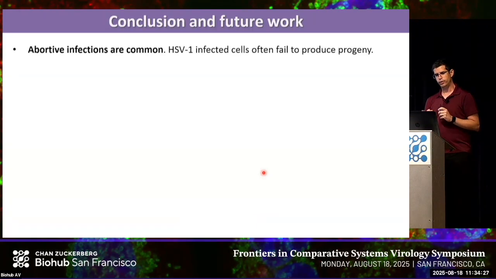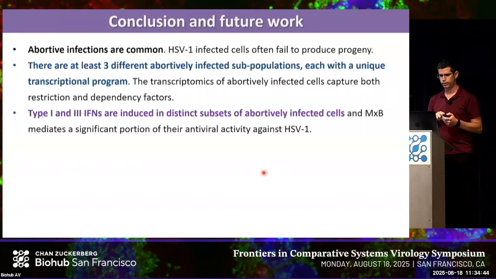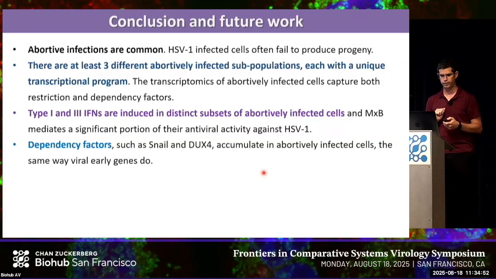With that, I'd like to conclude, and hopefully I've convinced you that abortive infections are common, and HSV1 infected cells often fail to produce progeny, that there are at least 3 different abortively infected subpopulations. Each has its own unique transcriptional program, and in this transcriptome, we can find both restriction factors and dependency factors, that the type 1 and 3 interferons are inducing distinct subsets of abortively infected cells, and MXB mediates a significant but different part of the 2 interferon responses.